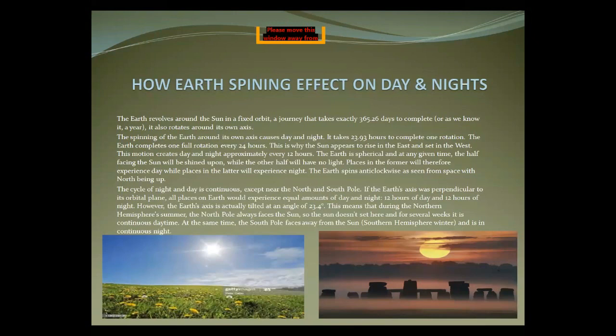The cycle of night and day is continuous except near the north and south poles. If the Earth's axis was perpendicular to its orbital plane, all places on Earth would experience an equal amount of day and night, 12 hours of day and 12 hours of night. However, the Earth's axis is actually tilted at an angle of 23.4 degrees.